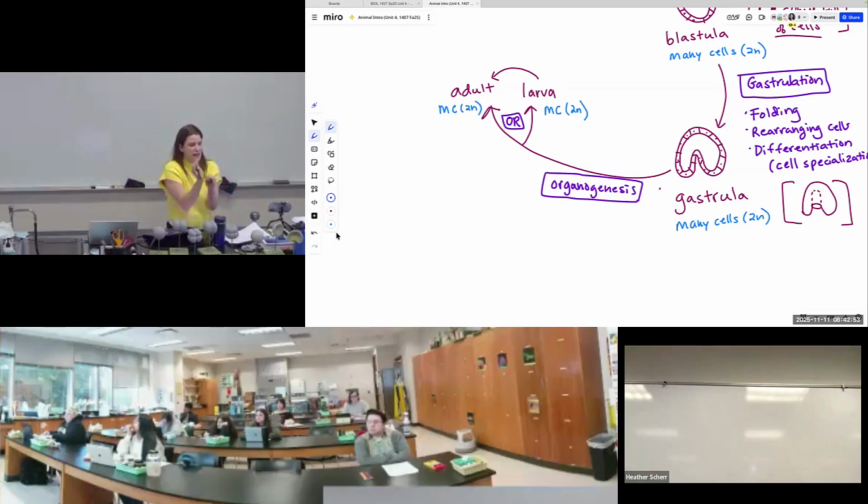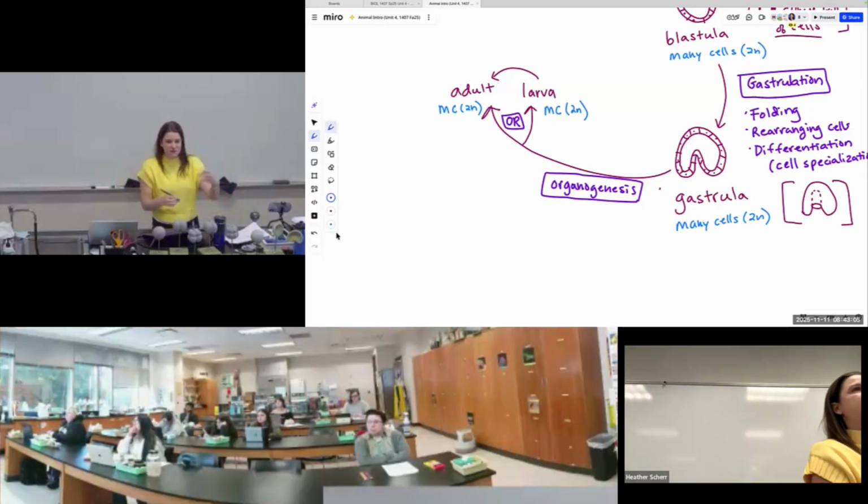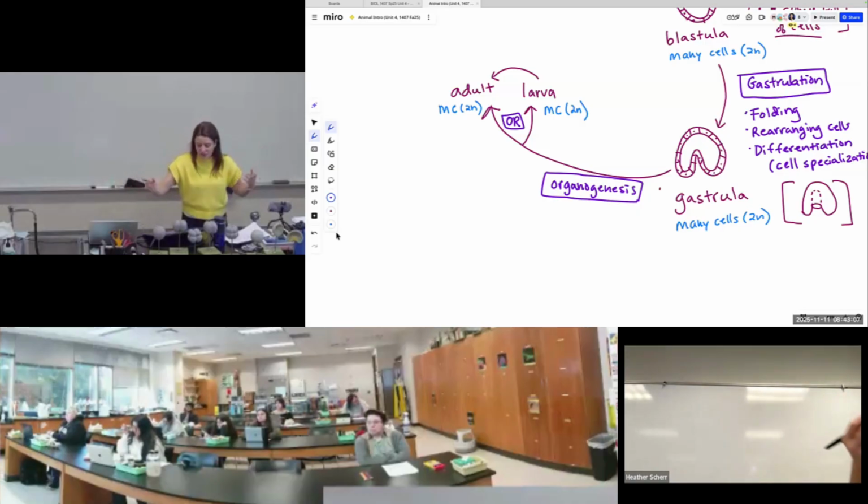What's that process where it's redoing all its tissues to make the butterfly? Metamorphosis. Have people heard this word before? Metamorphosis, and that's the larvae, like a butterfly undergoes metamorphosis, right? From the caterpillar to the butterfly with the wings. So that's the process here, taking the larva to the adult in some animals.